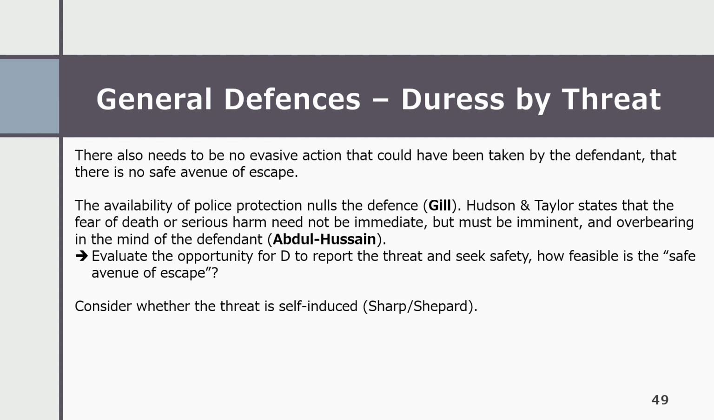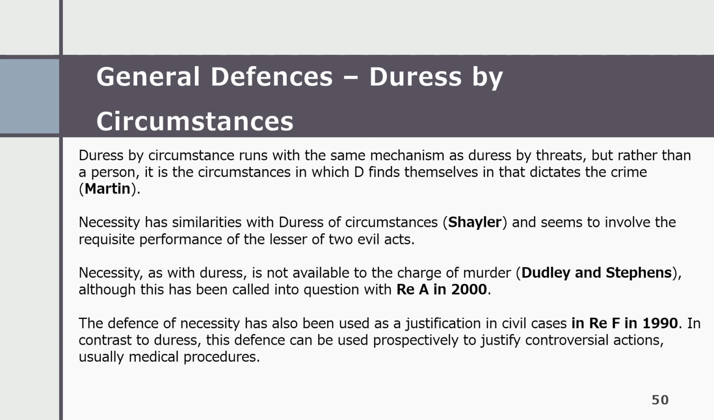There also needs to be no evasive action that could have been taken by the defendant, that there is no safe avenue of escape. The availability of police protection negates the defense. Hudson and Taylor states that the fear of death or serious harm need not be immediate, but must be imminent and overbearing in the mind of the defendant. So Abdul-Hussein. Evaluate the opportunity for D to report the threat and seek safety. How feasible is the safe avenue of escape? So consider whether the threat is self-induced as well. So that's Sharp/Shepherd.